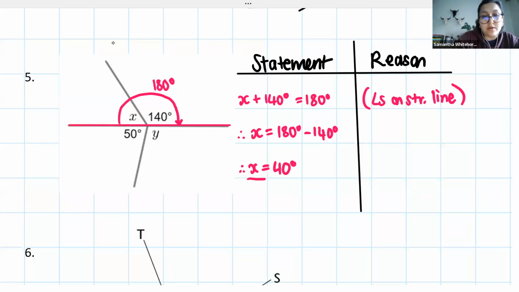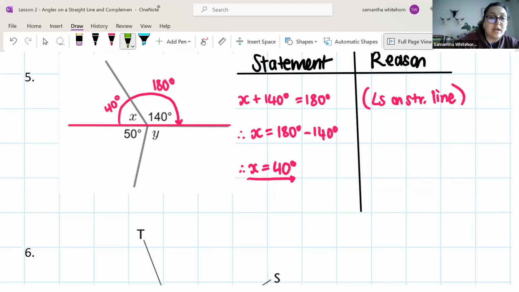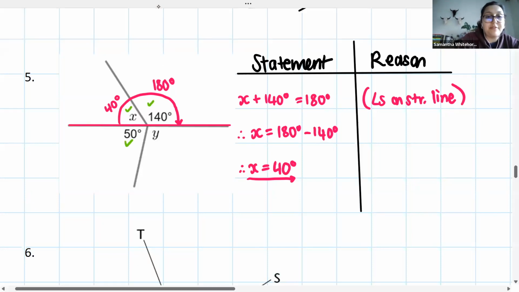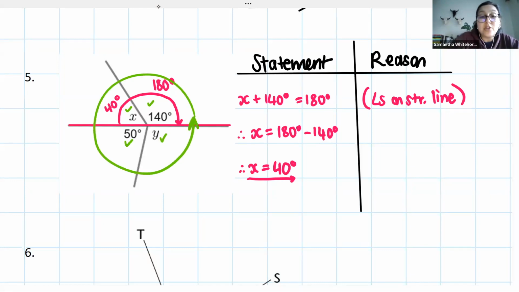Okay, nice and straightforward. Now guys, once I know a piece of information, I like to fill it in on my diagram, just in case it helps me later on to get any other angles. Now, because I know X, there are actually two ways that we can get Y. I'm going to show you both, but we're just going to pick one when we do our answer. The first way is that I've got 140, I now have X, I have 50, and I'm just looking for Y. I actually have angles around a point here, so I could use that as my reason if I wanted to.